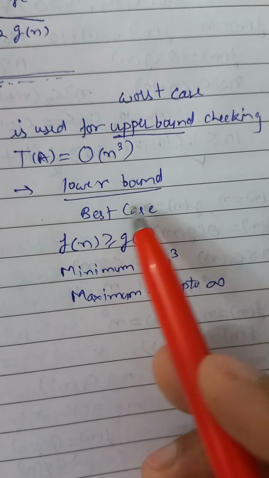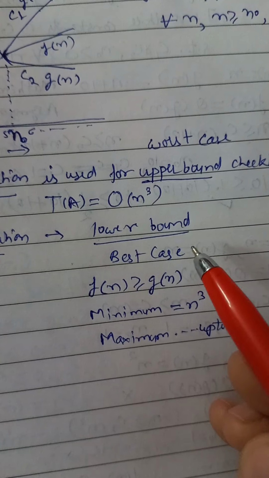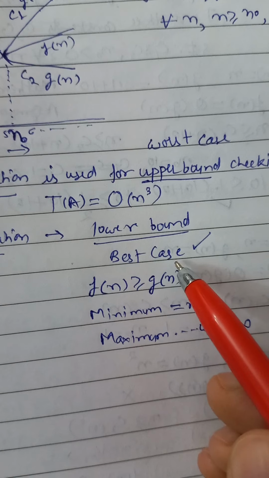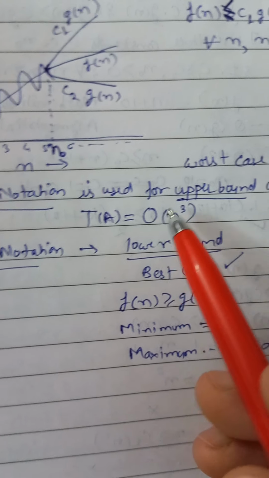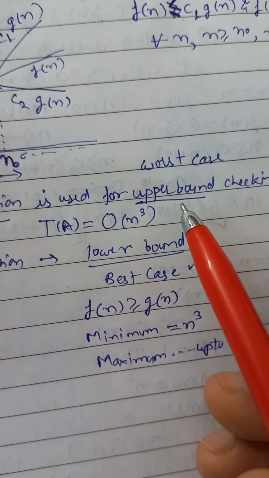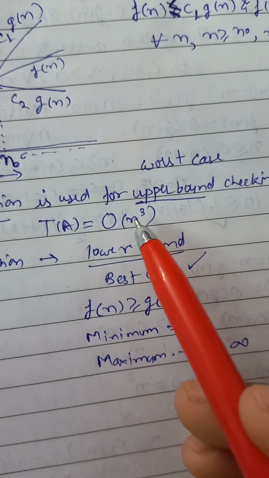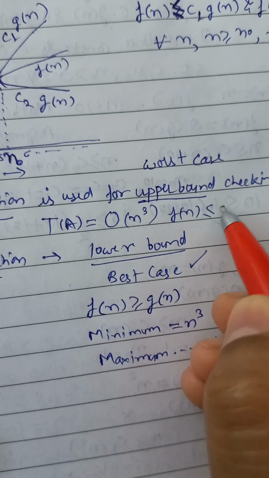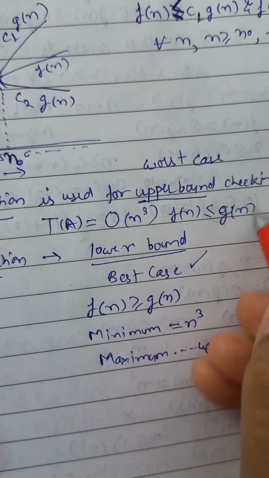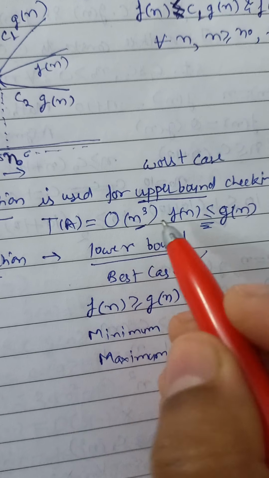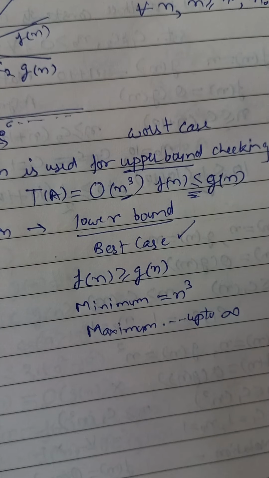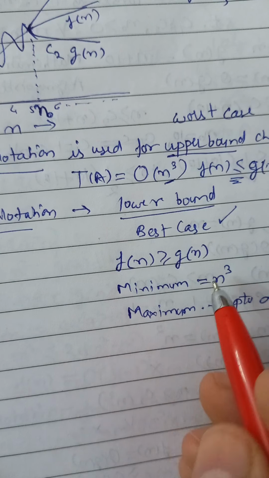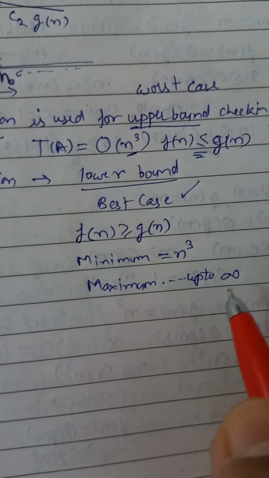So basically this is for lower bound, and we use it for the checking of best case complexity. And the big O notation is used for upper bound, and we check the time complexity for the worst case, because as we know here fn is less than gn, so this is the upper bound and this can be the maximum. But in omega, function is always greater than, so this is the minimum, and maximum can be up to infinite.